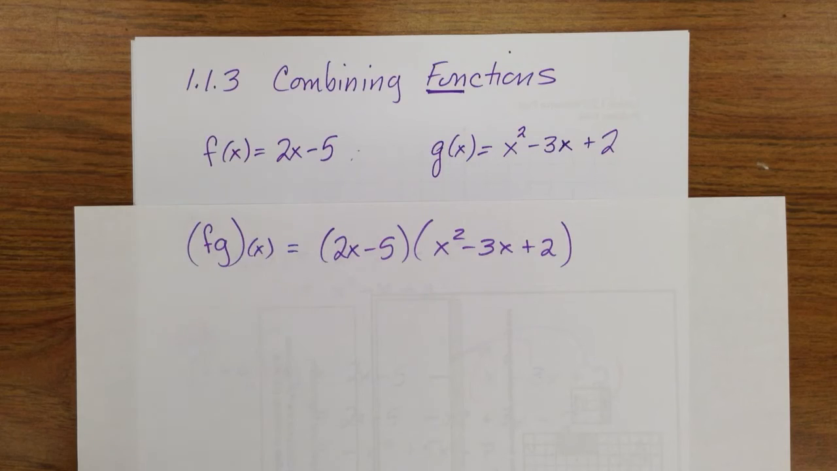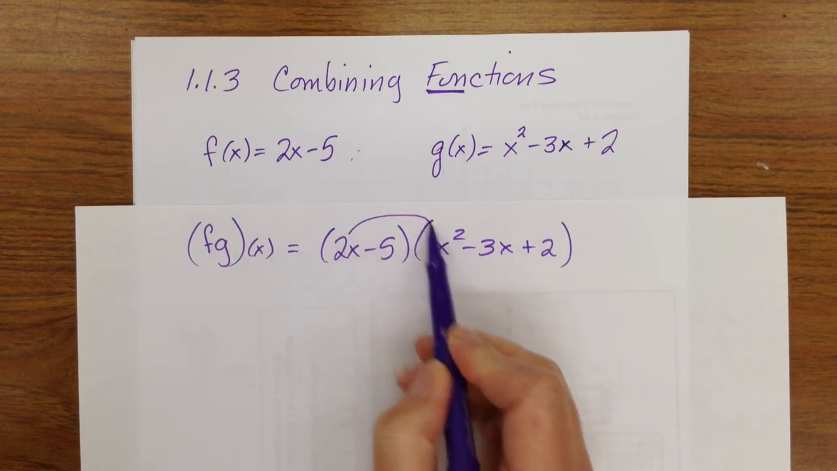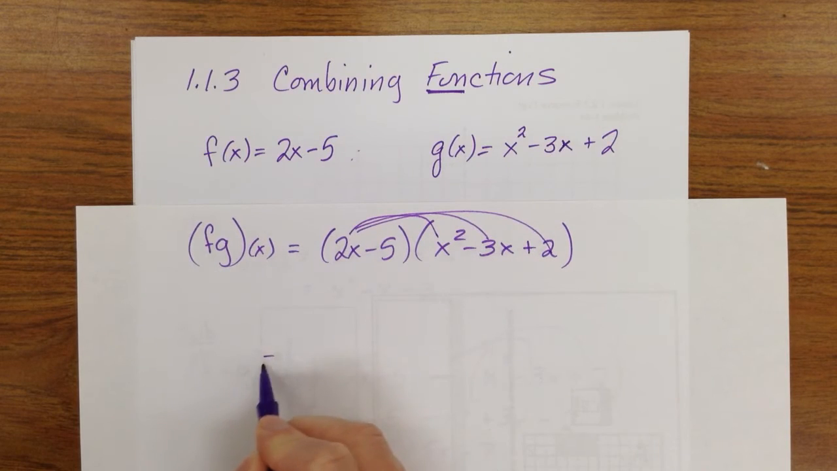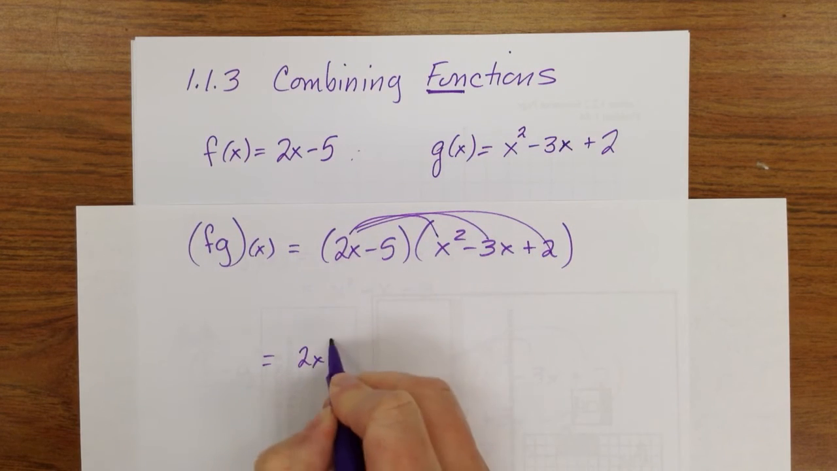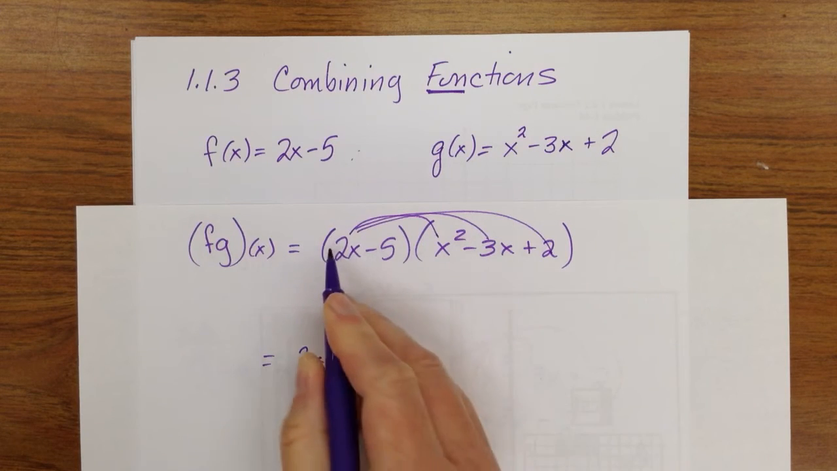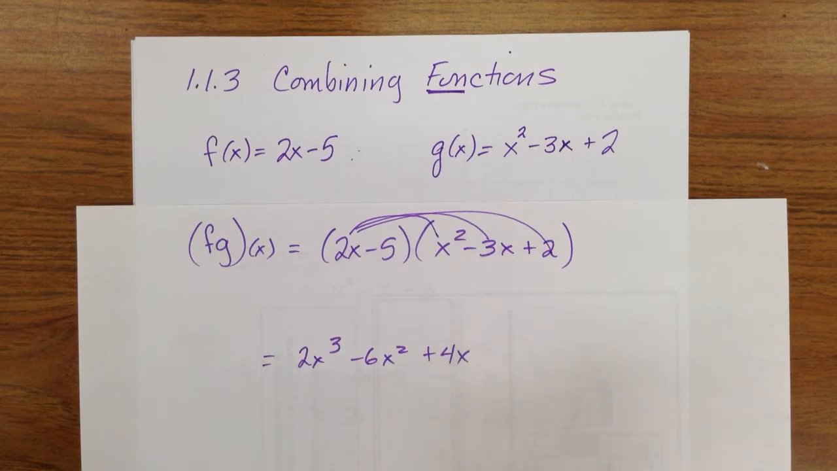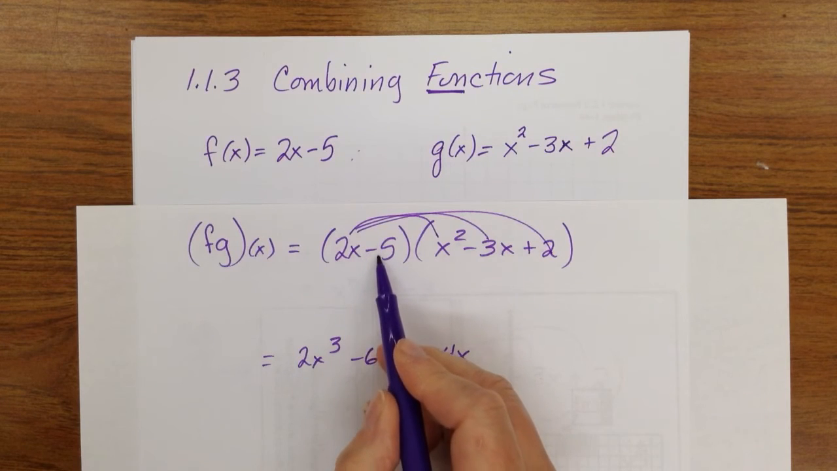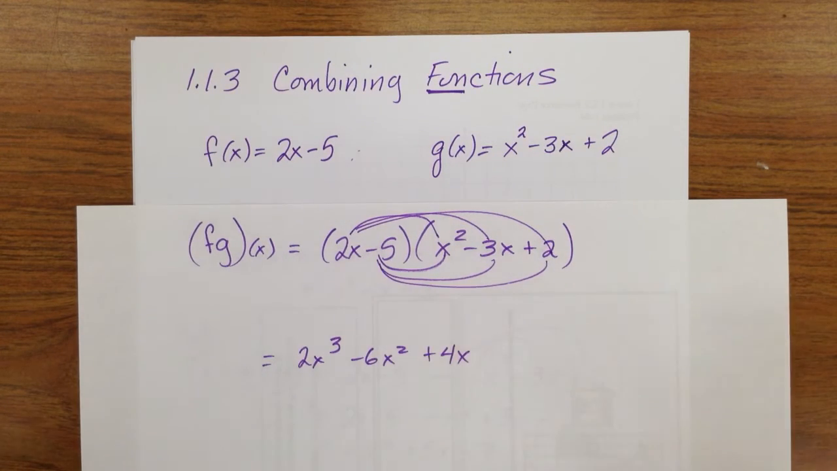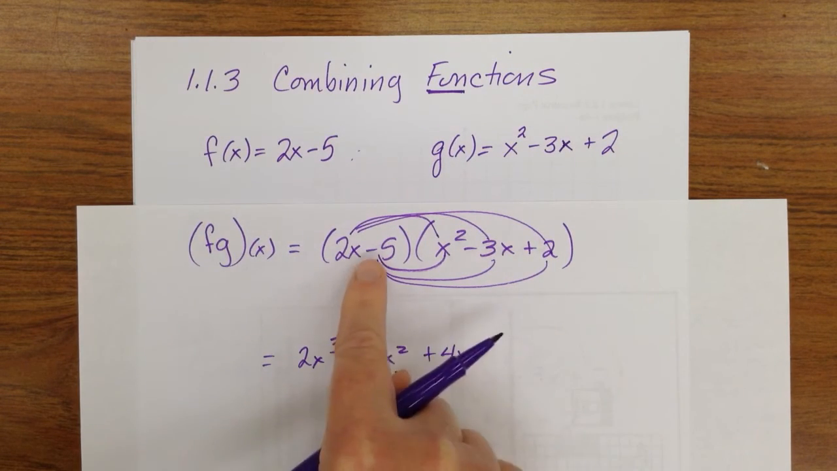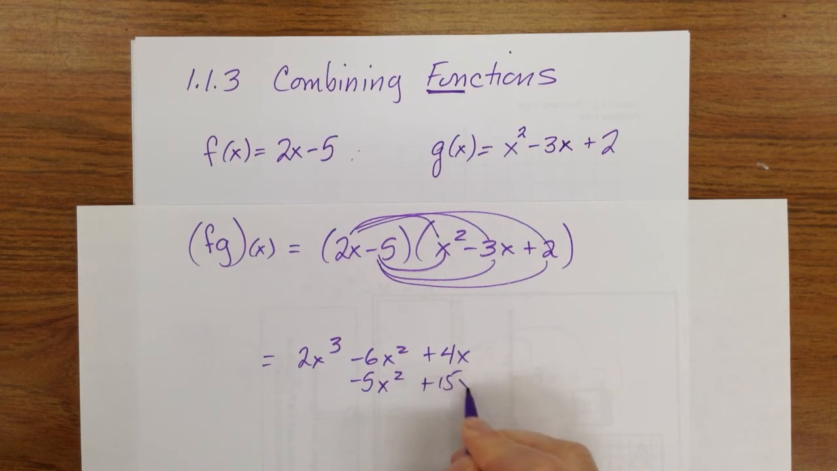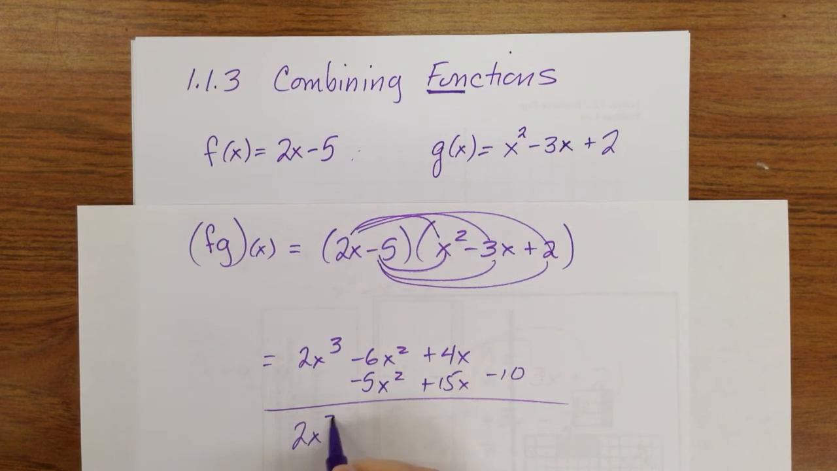So if you wanted to see it multiplied out, you would take the 2x and distribute it. Leave yourself some room. That'd be 2x cubed minus 6x squared plus 4x. And then I would distribute, careful with the sign, -5, distribute to the back as well. Getting -5x squared, and look where I'm putting them. I'm combining like terms. Plus 15x minus 10. So, just putting all that together. I think I've done that right.